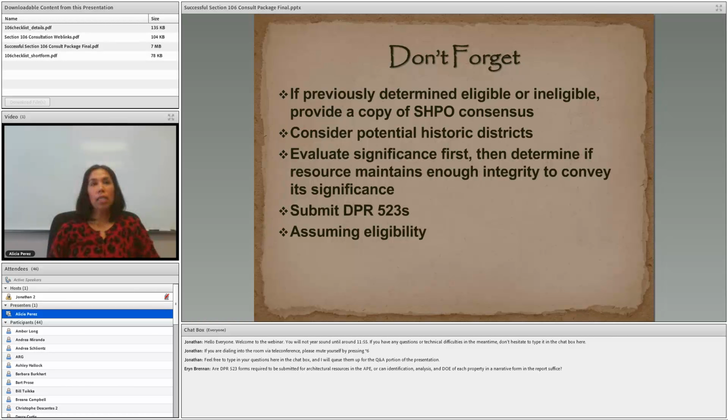In some cases, an agency may assume eligibility. And this is fine, but definitely want to explain how this property will be avoided and will not be adversely affected. And when you assume eligibility, it is only for that specific undertaking, and you want to indicate what is the property being assumed, what criteria the property is being assumed under.